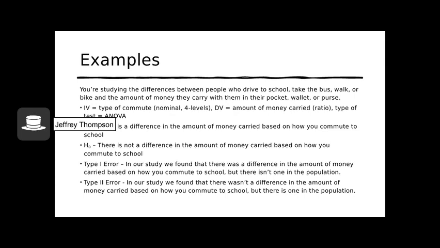And then just because I like giving lots of examples, here's an example for an ANOVA, right? So the independent variable is nominal and it has 4 levels, but the dependent variable is ratio. So if you have 4 or more levels of a nominal independent variable and an interval or ratio dependent variable, you got yourself an ANOVA. The research hypothesis is that there's a difference. Null hypothesis is that there's not a difference. Type 1 error, we thought there was a difference, but there actually isn't one. Type 2 error, we didn't find a difference, but there actually is one in the population.